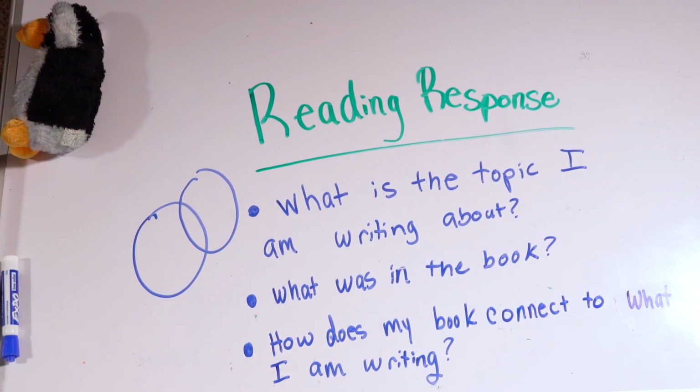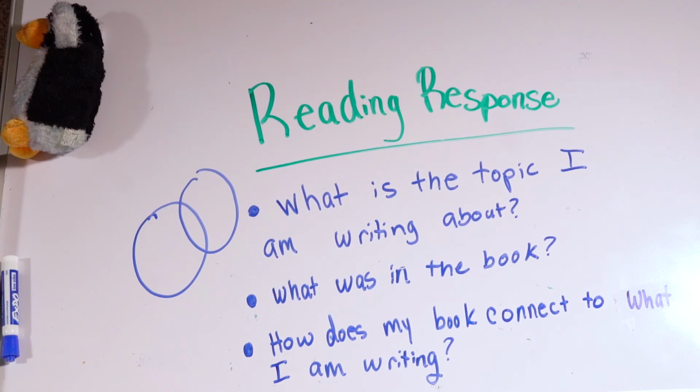Well, what was in the book? Let's see, there was lots of different animals in the book. You can go back in this video and see what different kind of animals are in the book, or you can ask a parent to pull it up. It's going to be on the email, what different animals were in the book, and all the different types of horns that they had. How does my book connect to what I am writing?